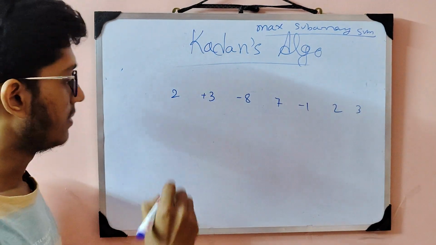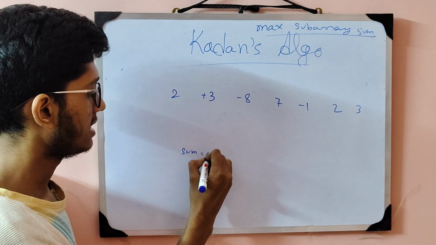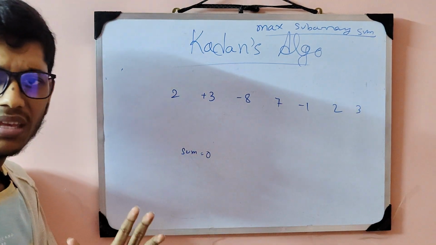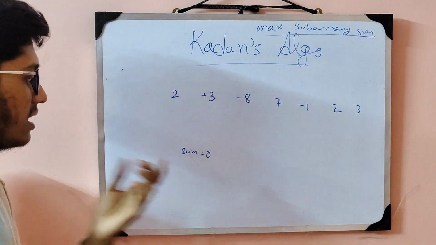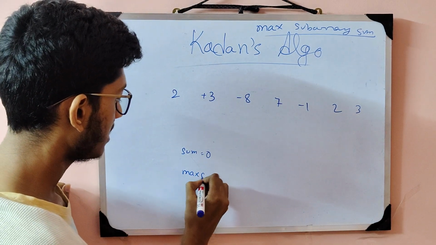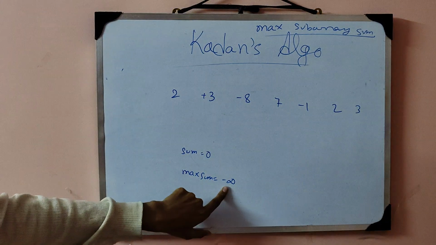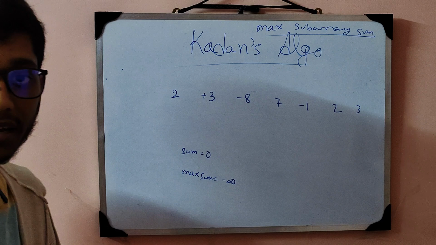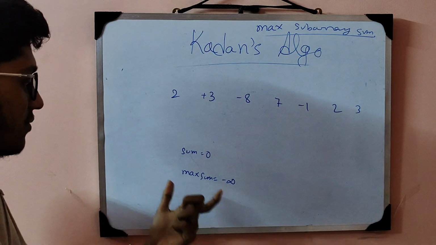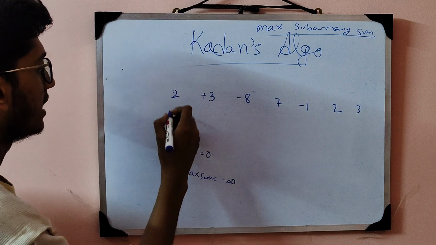We will take a variable as sum, 0. Maybe it is your current sum. And take again this one as max sum. Max sum we are taking minus infinity. I have already explained why we are taking minus infinity as max sum. Now we will be iterating the whole array.